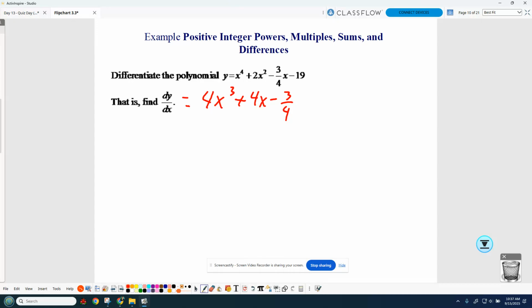All right, so just multiply by the power, lower the power, over and over. Cool.